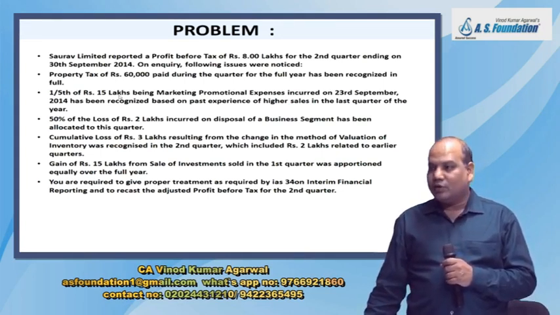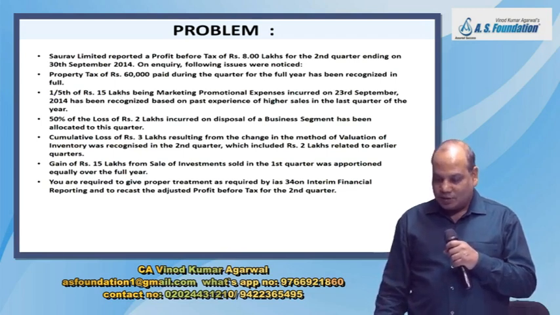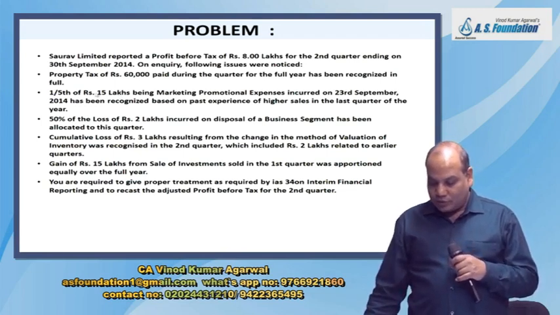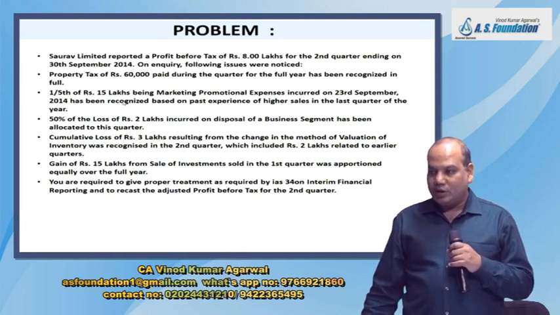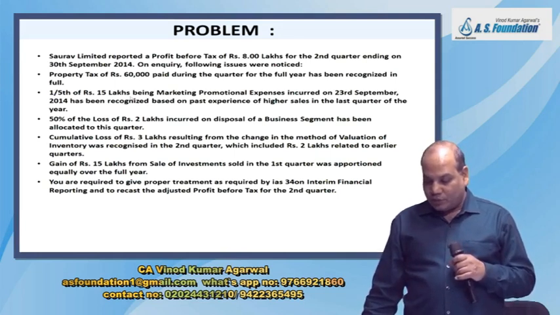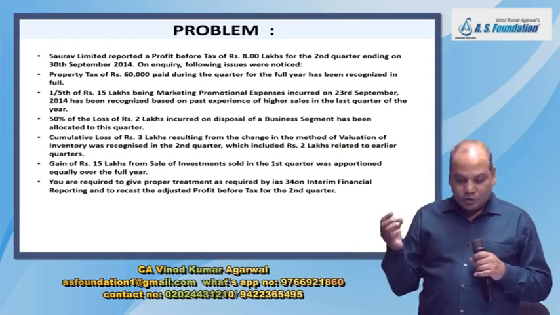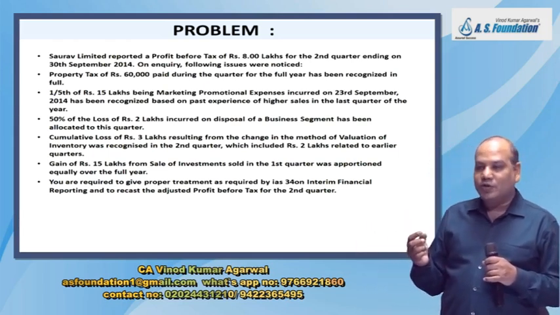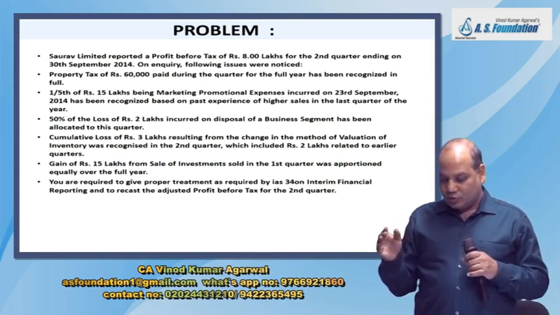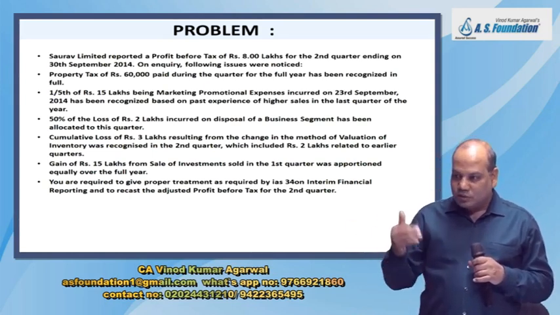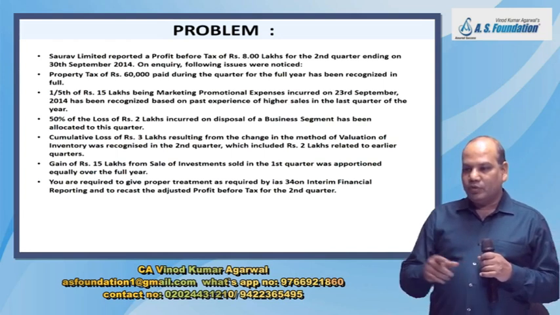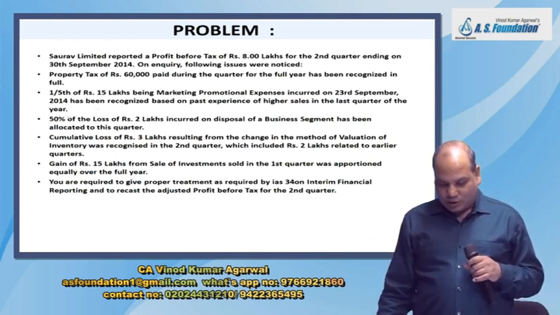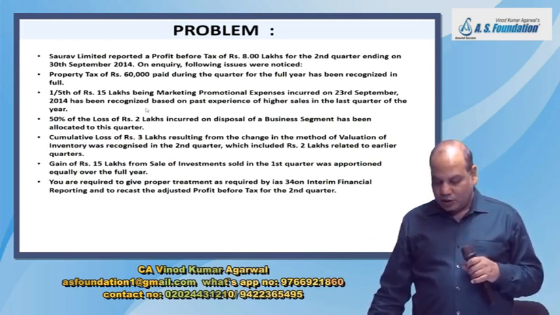Entire 15 lakh should be recognized in the same interim period. So instead of 3 lakh, they should have recognized 15 lakh. So right now their profit is overstated because they have recognized 3 lakh rupees of expense instead of 15 lakh. So will you add 12 lakh or reduce 12 lakh? Take on your calculator minus 12 lakh. That's minus 12 lakh also you charge in this quarter only.